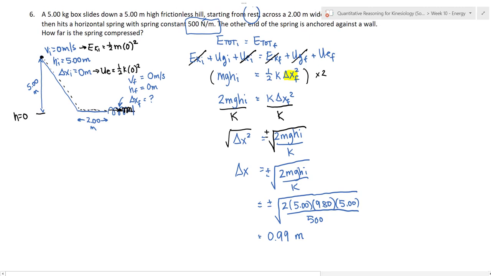Notice for this question, we were not able to cancel out the masses because there was no mass in all the terms. Because we have that spring elastic potential energy, the 1/2 k delta x squared on the right side of the equation, there's no mass to cancel out there. So we weren't able to cancel out mass, which means that mass had to have been given to us in the question.